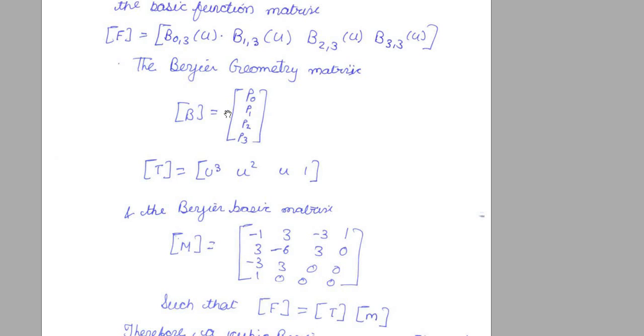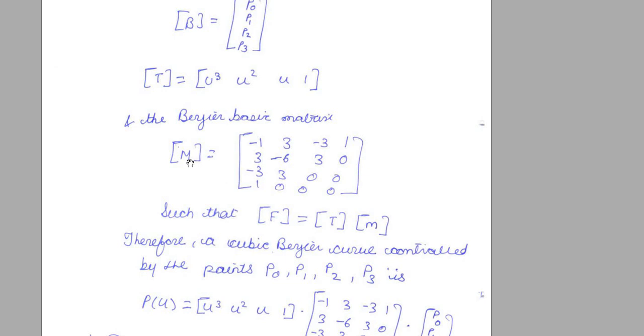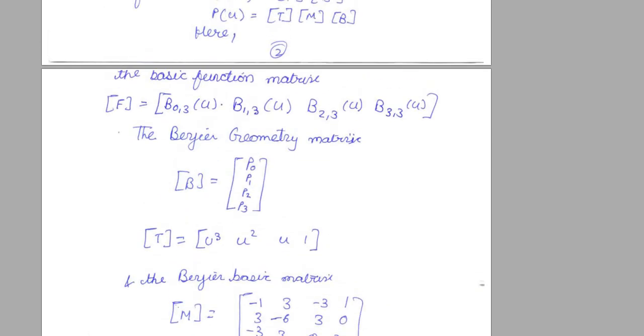So what is B? We have these control points P0, P1, P2, P3. What is T? These are nothing but my degrees: U3, U2, U1, my Bezier function. So it is my M. M is represented like this. So what is this now? From where are we getting minus 1, 3, minus 3, 1?